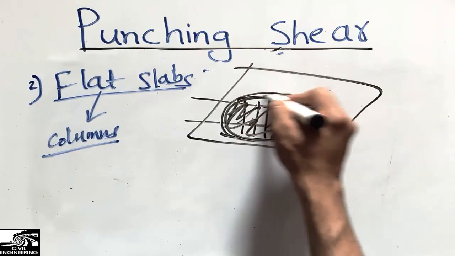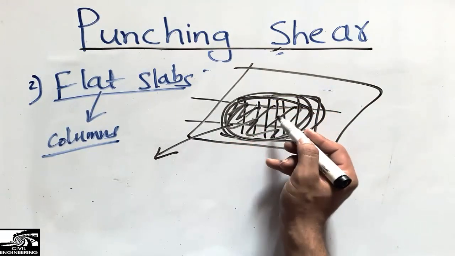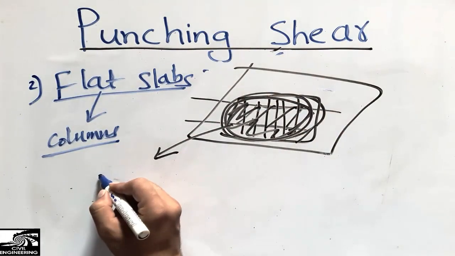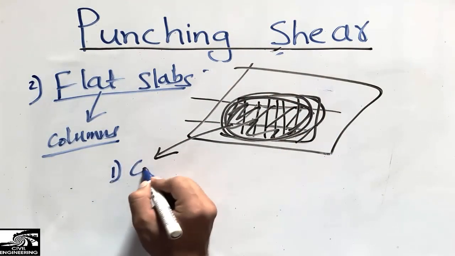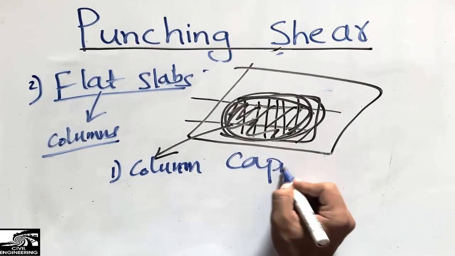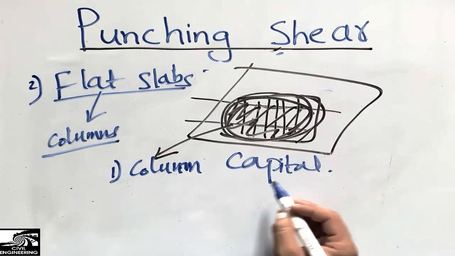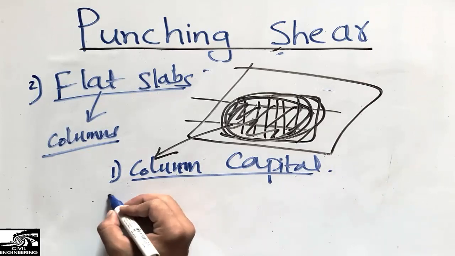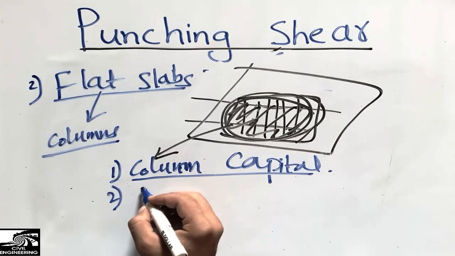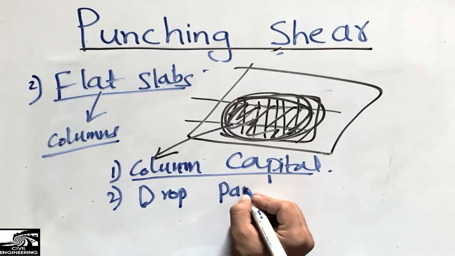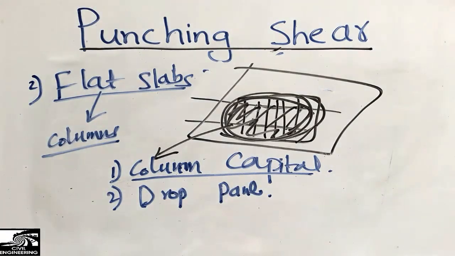So what we do here, we make recommendations. There are two methods to avoid punching shear in the slabs. First we use the column capital. I have also made it in 3D for you. The second one is the drop panel. The drop panel is used in the case of slabs. So now you can watch the 3D animation.